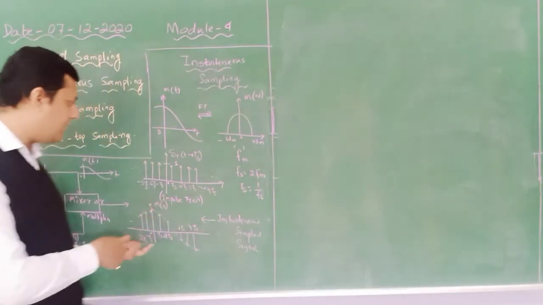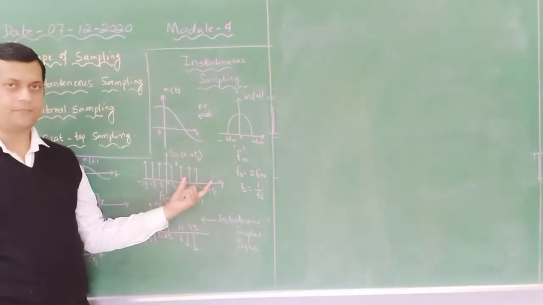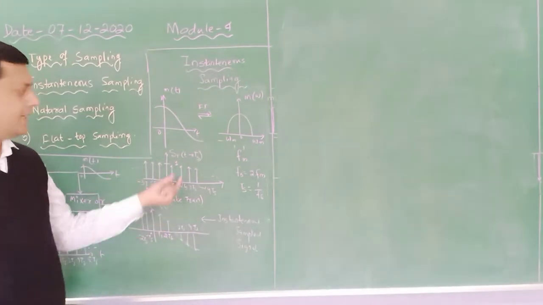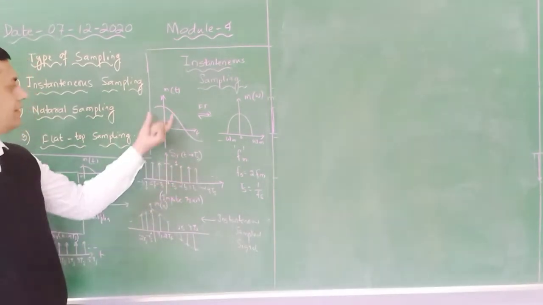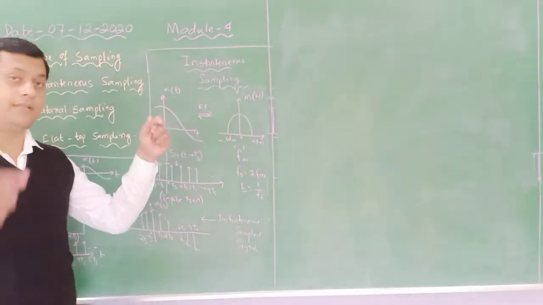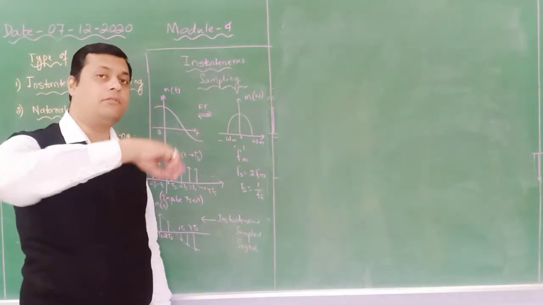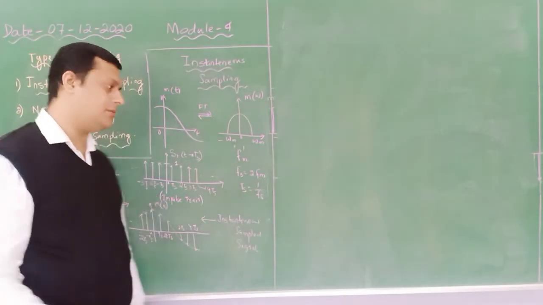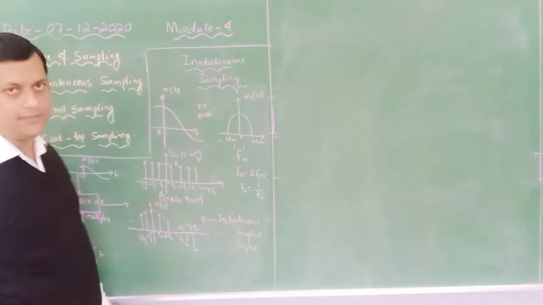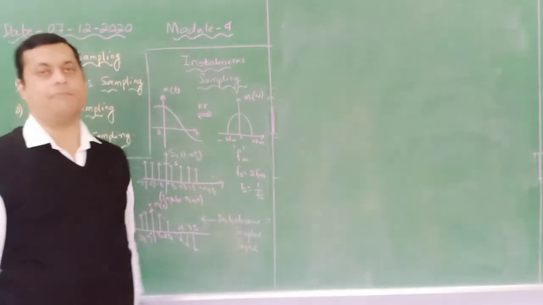But in this case, what happens? Since we are considering the impulse train, which is periodic in nature, having a fixed value, when I multiply with this, I will get instantaneous sampling. Instantaneous means at the fixed position, fixed amplitude will be there, and the output will be continuous with respect to the amplitude, but discrete with respect to the positions. So this is called instantaneous sampling.